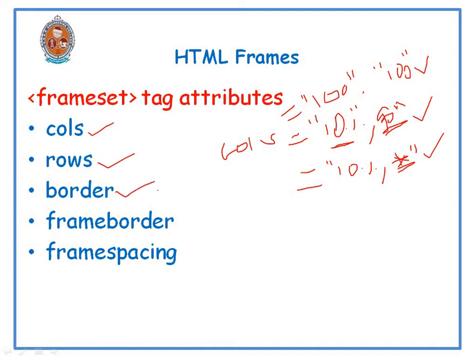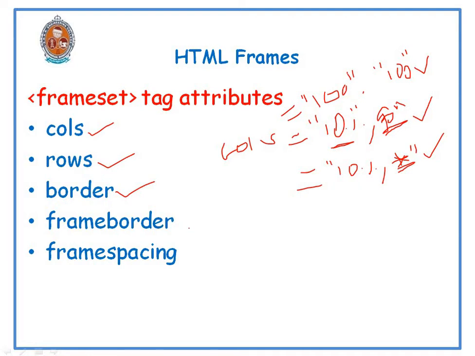Coming to the next one, border. This attribute specifies the width of the border of each frame in pixels. That means we can set the border for our frame by using the attribute called border. That means we can increase the pixel value thickness of the border by using the attribute border.